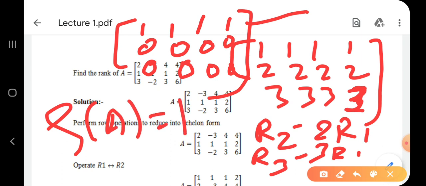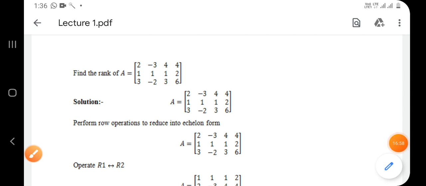Understood the concept? So we stop here, right? In the next lecture, we will see some more examples on this.